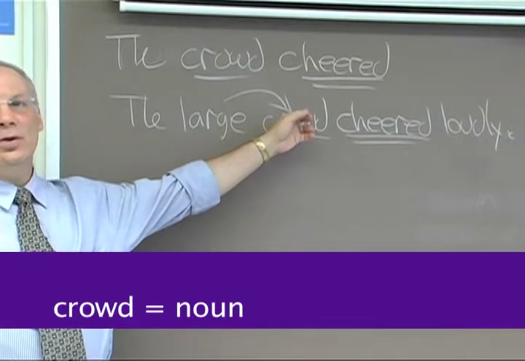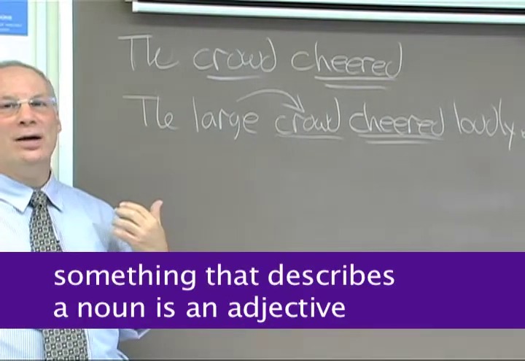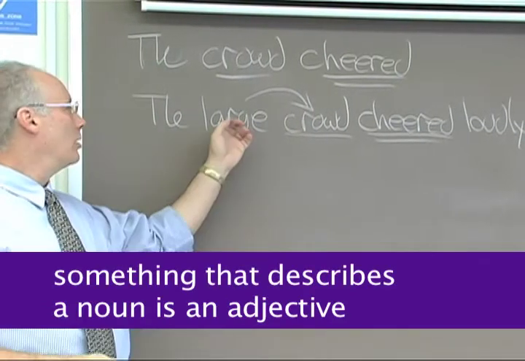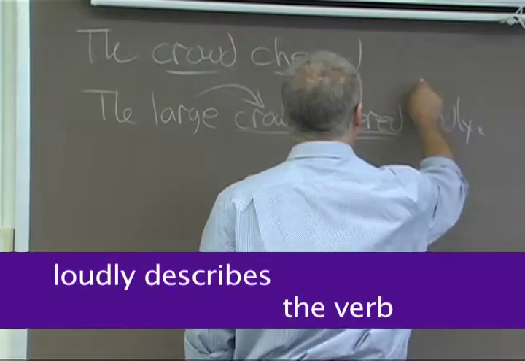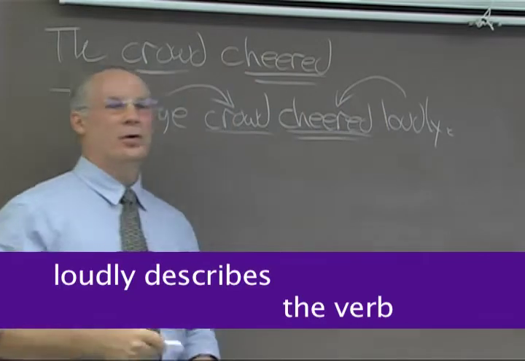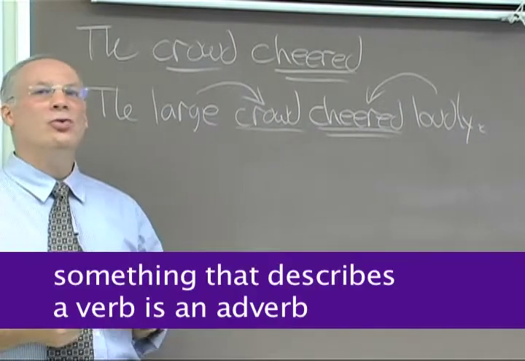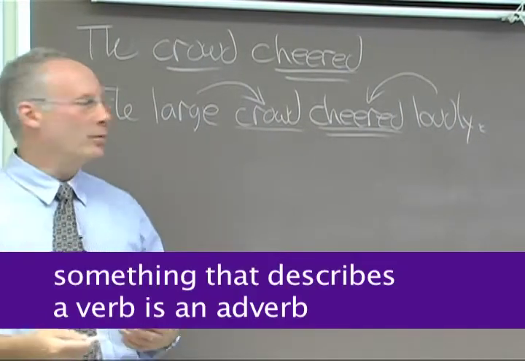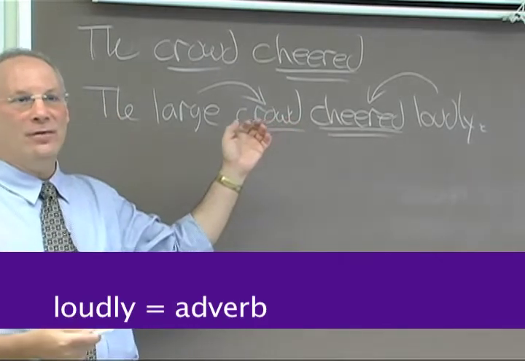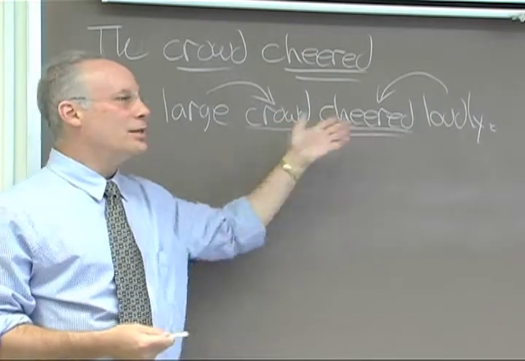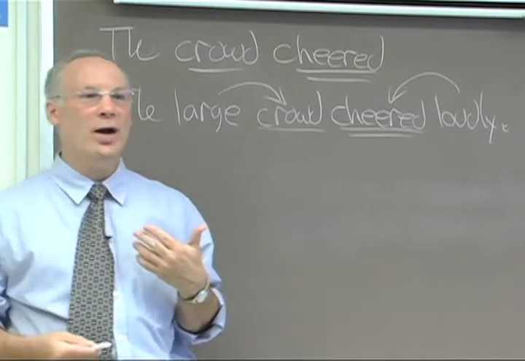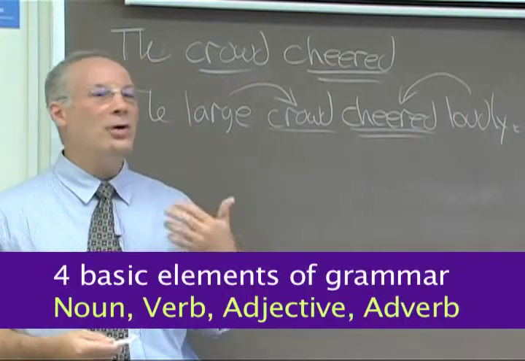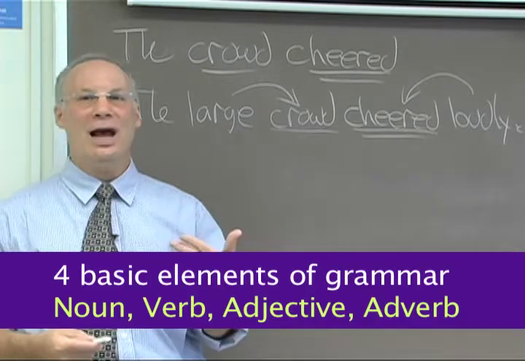Crowd is a noun. Something that describes a noun is an adjective. Large is an adjective. Loudly is describing the verb. Something that describes a verb is an adverb. Loudly is an adverb. So this sentence contains the four basic elements of English grammar: noun, verb, adjective, and adverb.